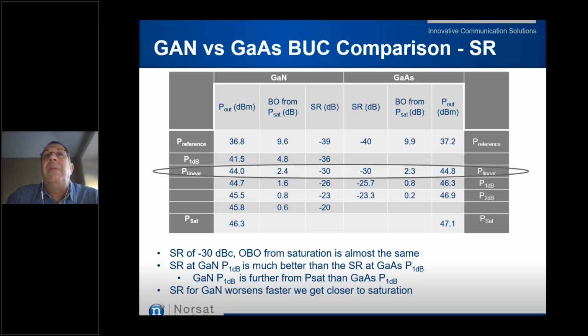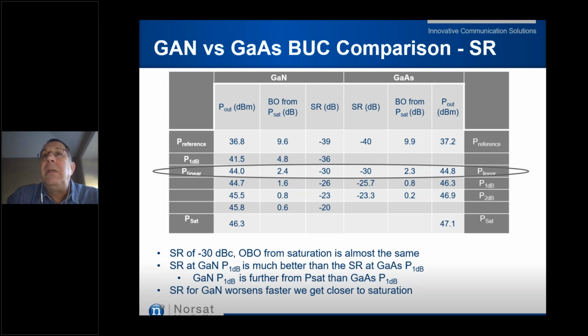We see that the back off from saturation to get that is 1.6 on the GaN, but it's only 0.8 on the GaAs. So you can run the GaAs a little bit closer to saturation, and you still can get this -26. As you back off even less, the GaN product starts to increase its spectral regrowth. Now, you can't back off as much on the GaAs product. It's because saturation occurs much quicker. So at some point you can't back off anymore.